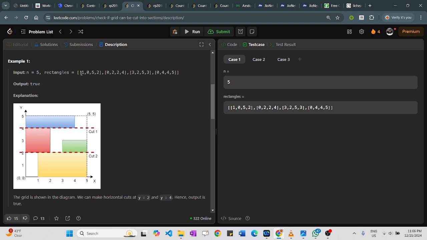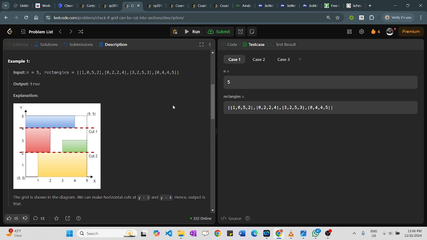Okay, so this is the first rectangle, whose starting point is 1 comma 0, and the diagonal point has been given. 1 comma 0 is this point, and 5 comma 2 is this point. So the diagonal points are given. Now we can also see the second rectangle. Which one is the second rectangle? 0 comma 2. Yeah, the red one is the second rectangle, the third rectangle is the green one, and the blue one is the fourth one.